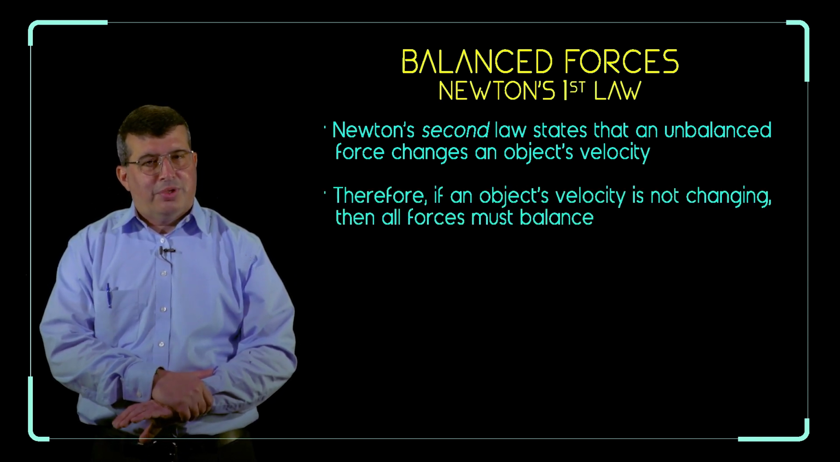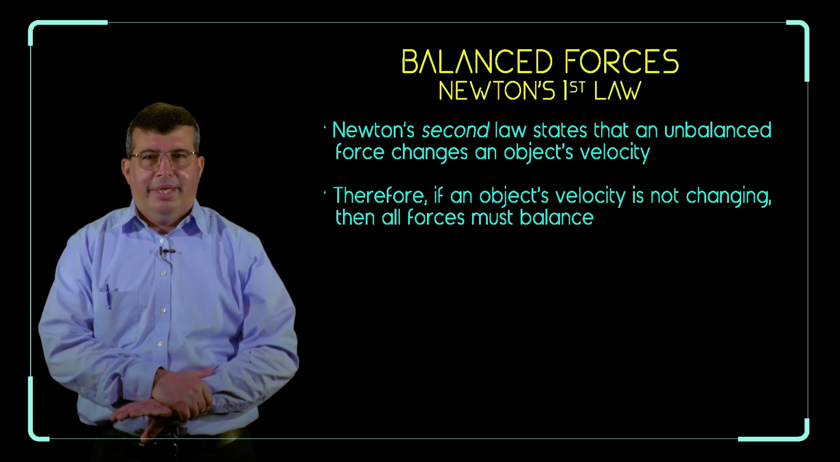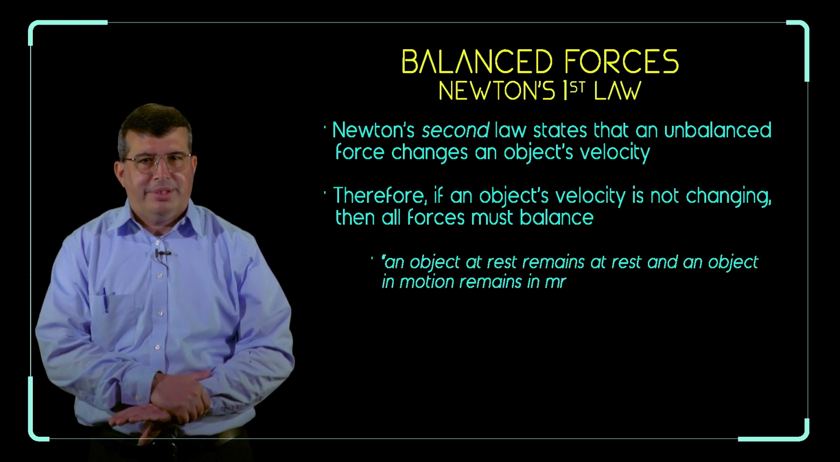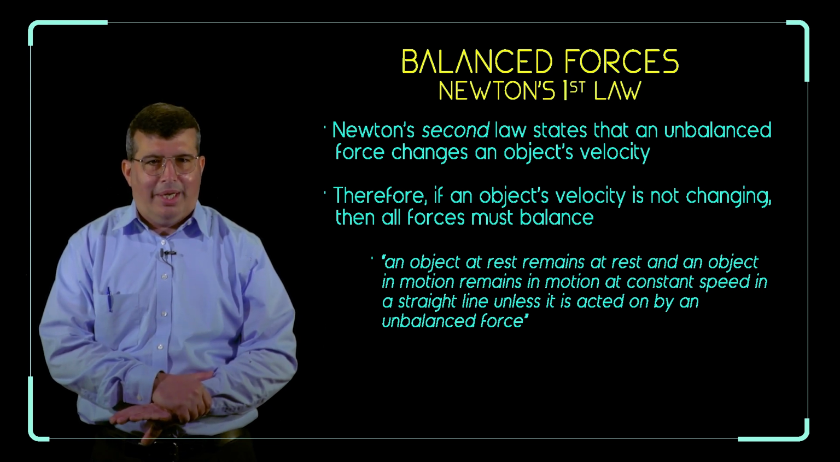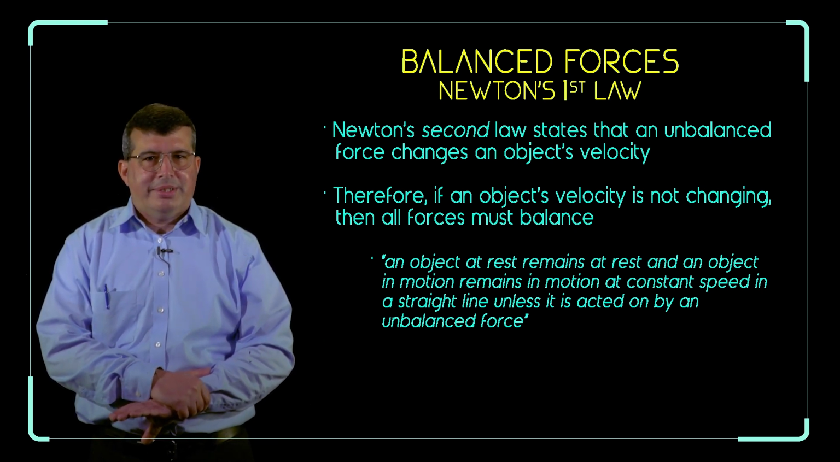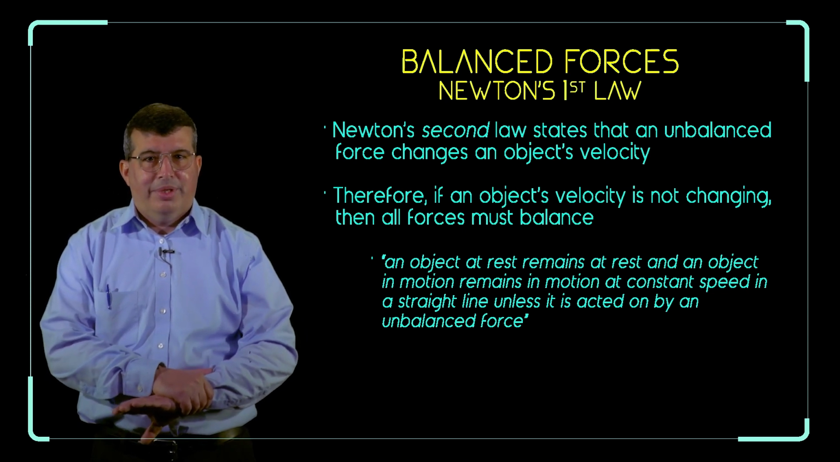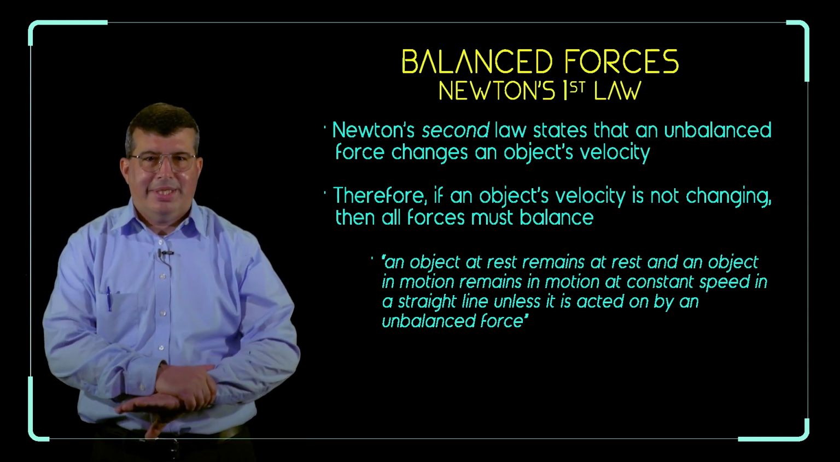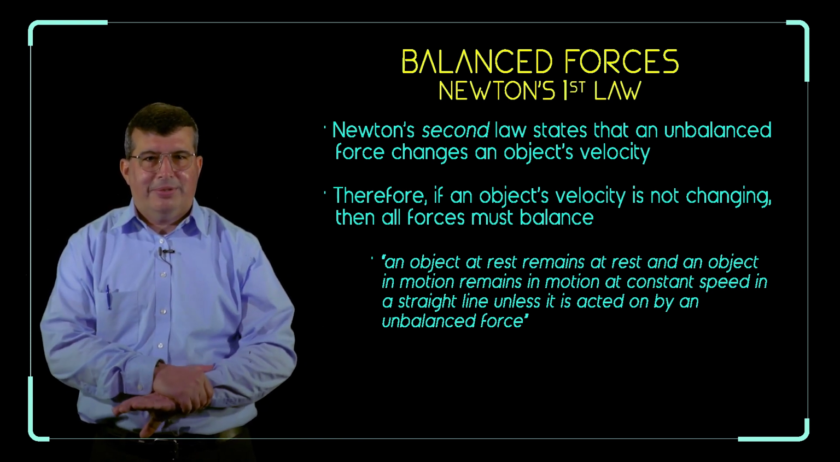So let's think about Newton's first law the way that you might have learned it in high school. In high school you might have learned an object at rest remains at rest, and an object in motion remains in motion at constant speed in a straight line unless it is acted on by an unbalanced force. Let's unpack that. An object at rest that remains at rest: in that case the object's velocity is 0 and stays 0. That is, an object's velocity is not changing.